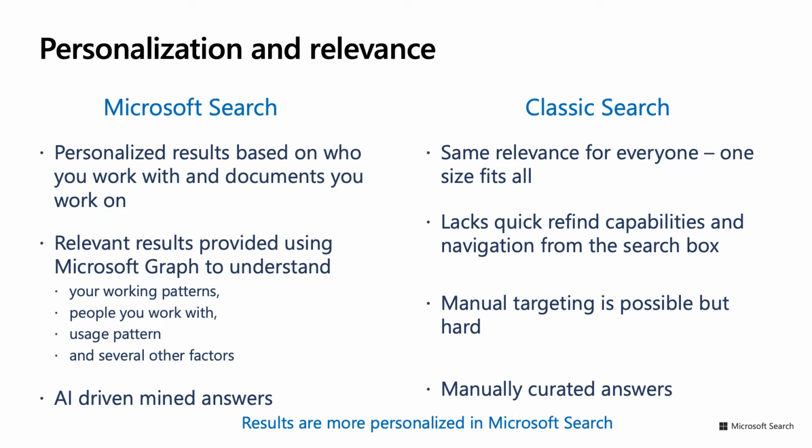You also have the capability of manual targeting in classic search. So if you want to target something like, let's say, promoted results, you do have that capability. However, from our telemetry, we see that it's barely being used, it's difficult to set up, and it's cumbersome. You also have the capability of creating answers in classic search, but again, it's manual, it doesn't have the AI power behind it. Holistically, if you look at the complete picture with respect to personalization and relevance, Microsoft Search is much more personalized when you compare it to classic search.